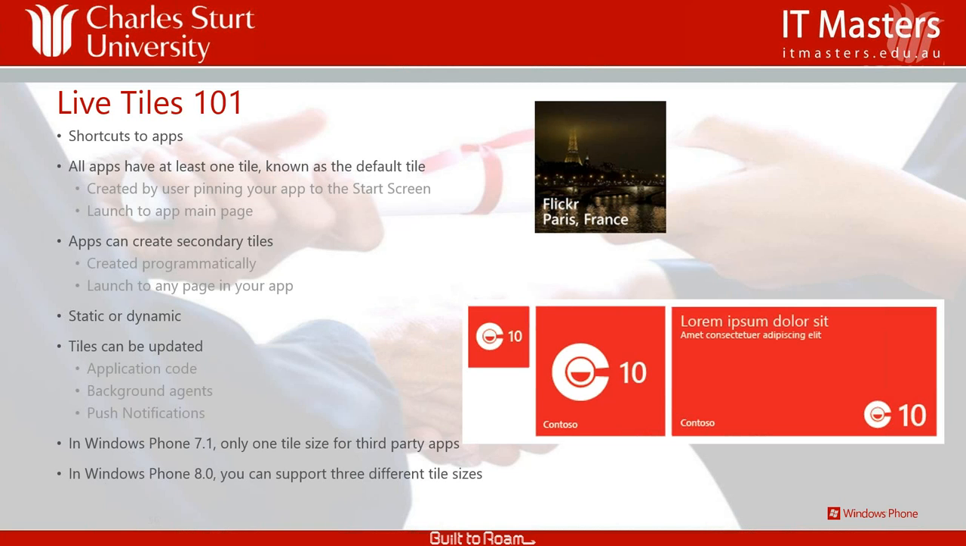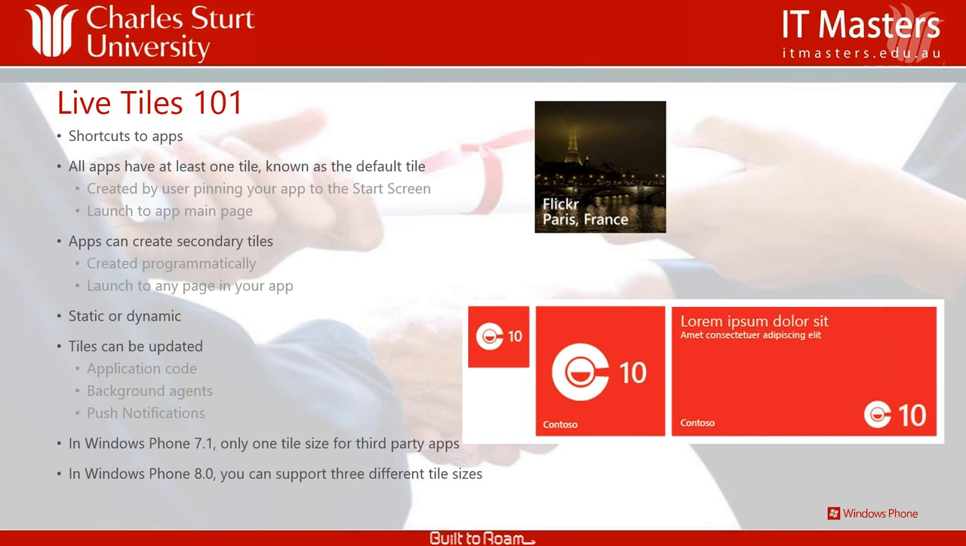We can update them from background agents. Essentially this also uses the local tile API, but it's from the code that runs in the background. And we've got the ability to schedule push notifications down from your server platform to the device in order to update those live tiles. For Windows Phone 7.1, we only had one tile size for third-party apps. So essentially, if you were one of the special few apps, for example the calendar app, a first-party application, you got this wide tile format.